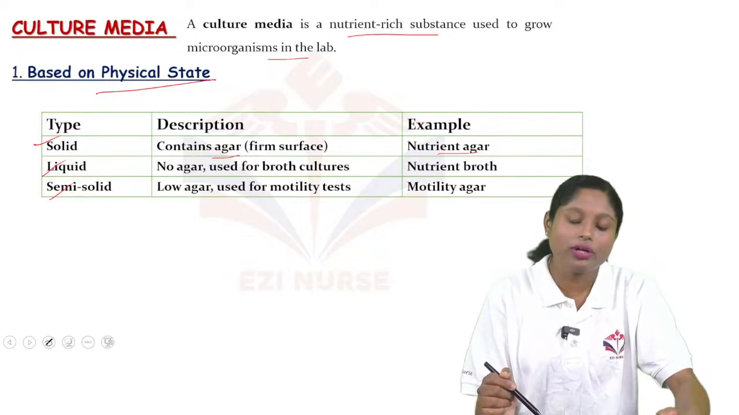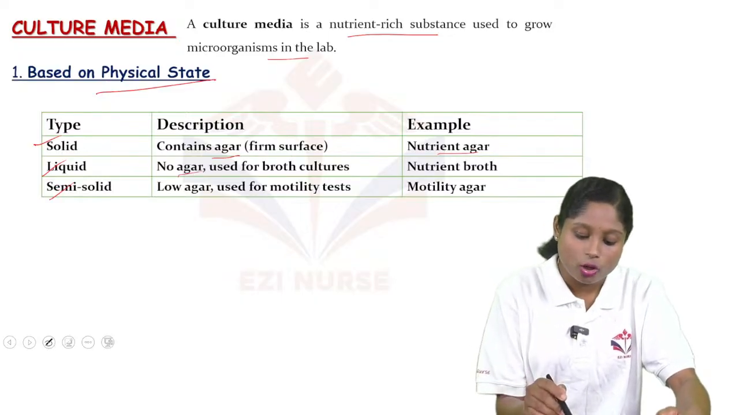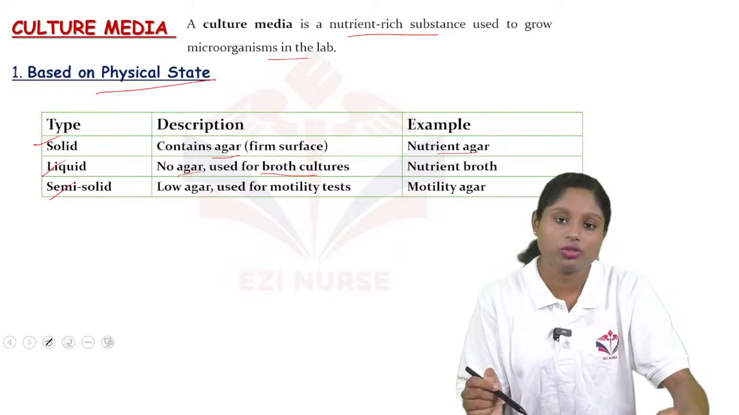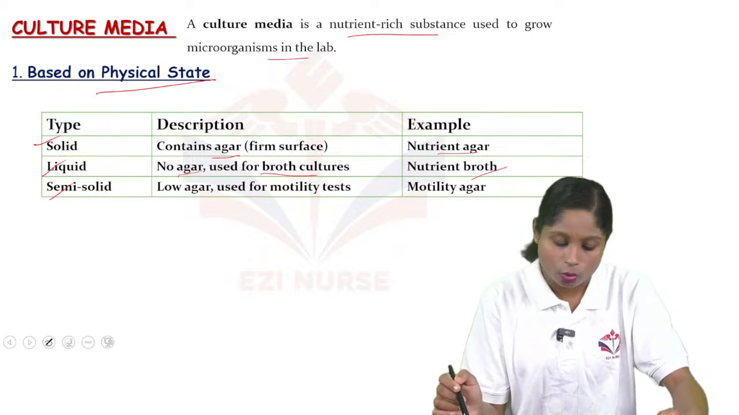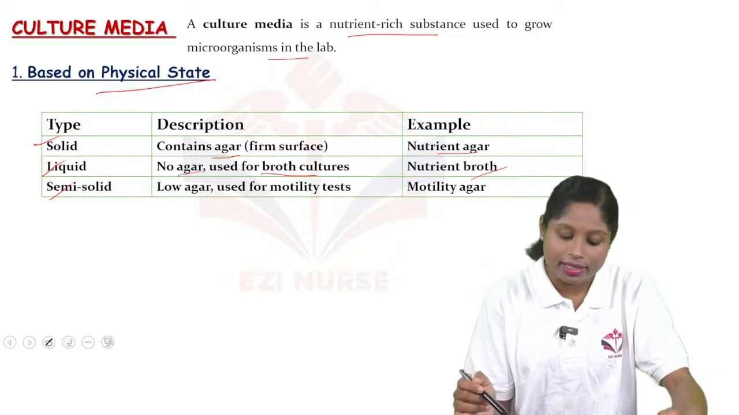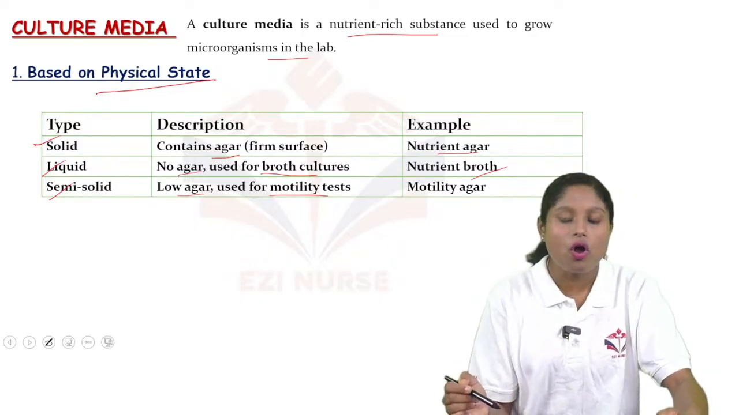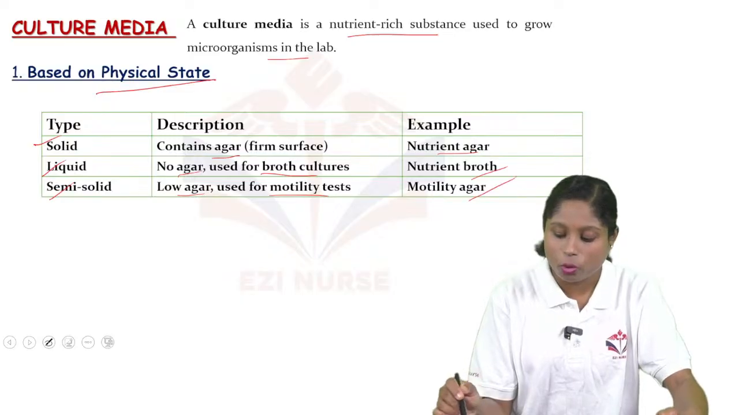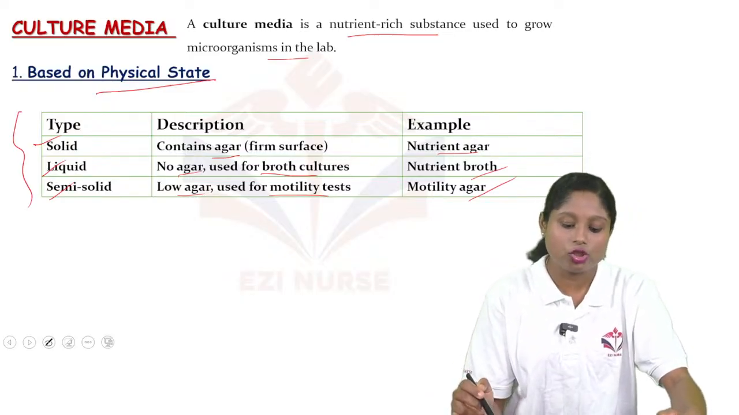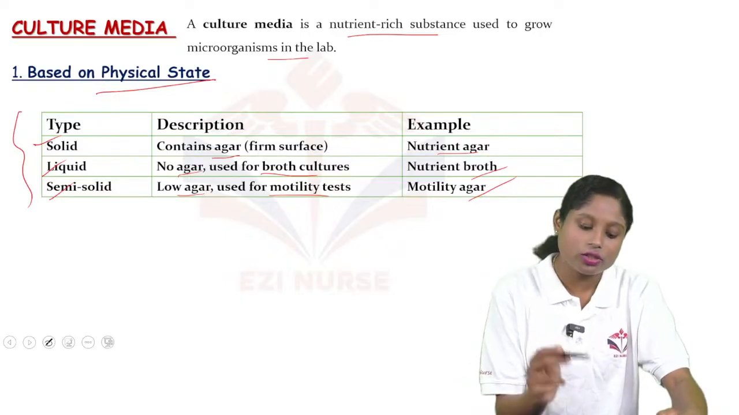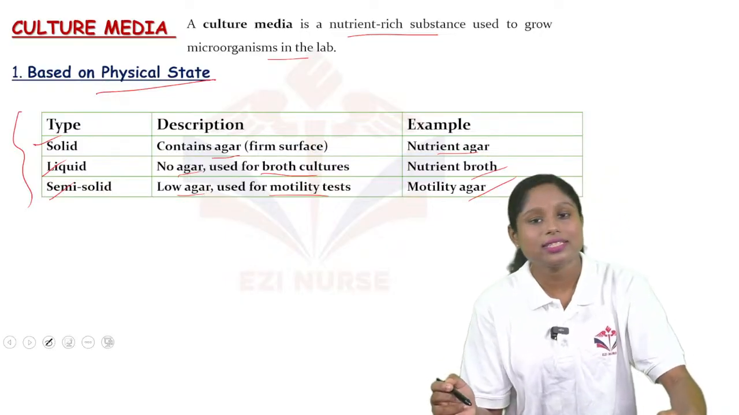Next is the liquid classification. In the liquid type, no agar is used, it is for broth cultures, and an example is nutrient broth. Next is the semi-solid category. Low agar is used for the motility test, and it is motility agar. So this is based on the physical state. The culture media is divided into three types: solid, liquid and semi-solid.